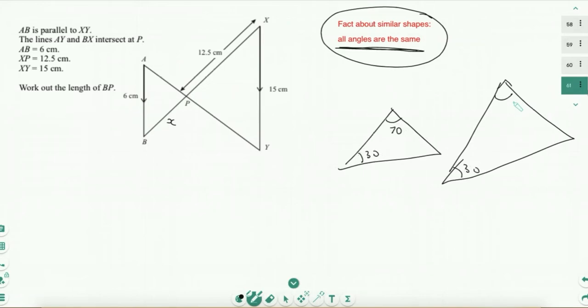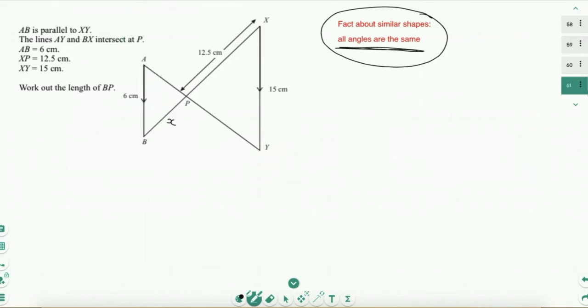But in this question, they don't provide us any angles. So how can we check similarity if we don't know any angles? Well, we have to use our angle facts and angle rules. And here's the first rule, guys. If you have two lines which are intersecting each other like this, the angles opposite each other are always the same. So this angle is the same as this angle, and this angle will be the same as this angle here. I can see this in this shape here. We have two lines intersecting each other. So therefore, this angle is exactly the same as this angle here.